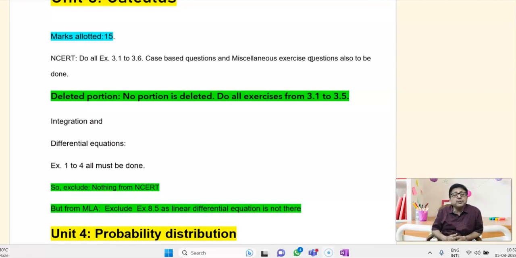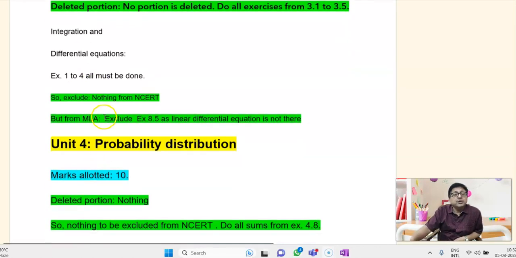From NCERT you will come to know what topics you are going to revise from ML Agarwal or R.D. Sharma also. Integration and differential equation, exercises 1 to 4 all must be done. So exclude nothing from NCERT, but from ML Agarwal you will exclude only exercise 8.5. Why? Linear differential equation is removed from the syllabus. So the linear differential equation given in your ML Agarwal book, you exclude.